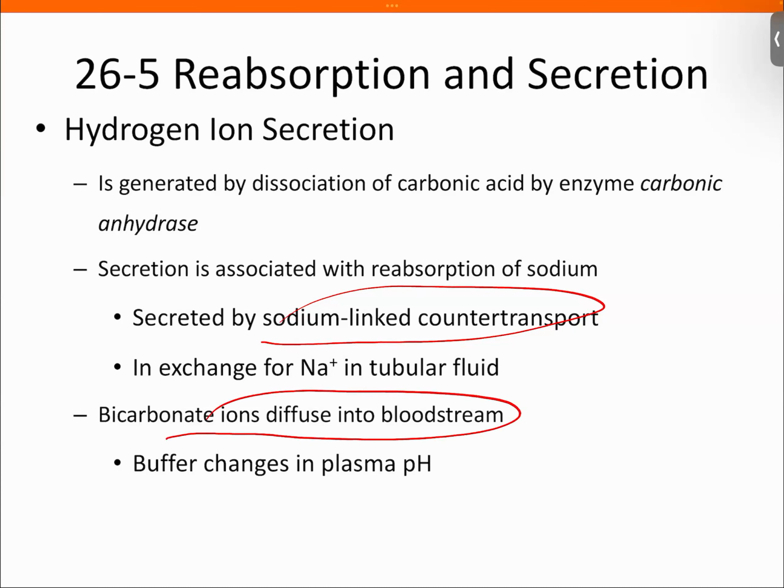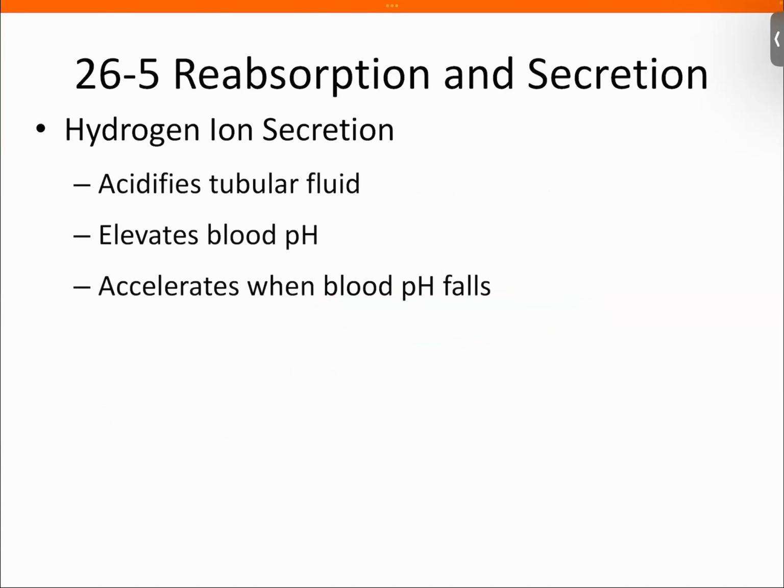And this changes the blood pH. The combination of hydrogen ion leaving the blood and bicarbonate coming into the blood evens out that blood pH. So ultimately you're going to acidify your urine. This is why urine is between 6 and 6.5 normally, because of this.